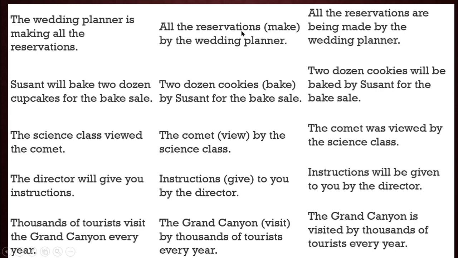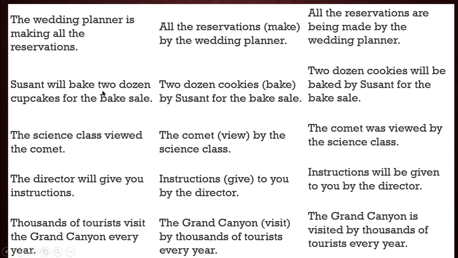We have to change this verb. So we are going to write down: all the reservations are being made. And we all know that if we want to change present continuous tense from active to passive, then we have to use the auxiliary verb are being, and also the past participle form of the verb, made. All the reservations are being made by the wedding planner. So the answer will be are being made.